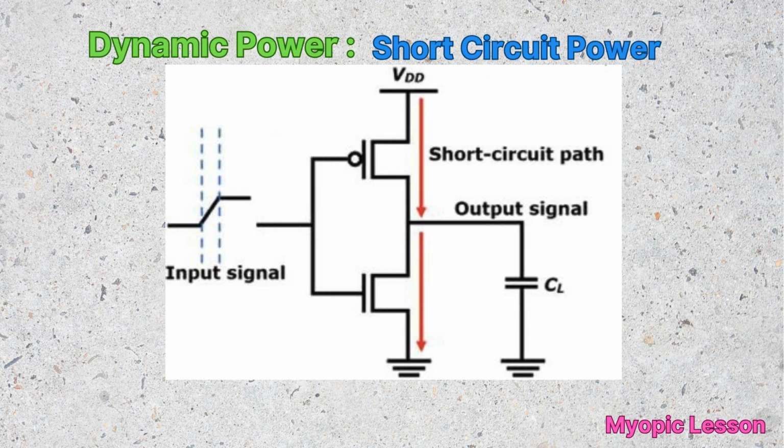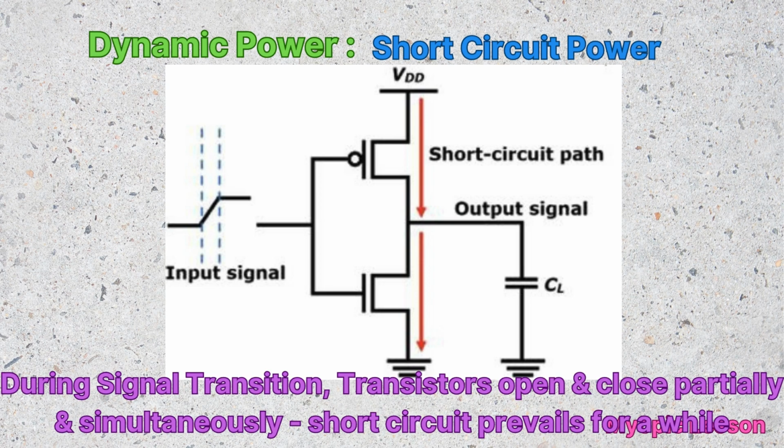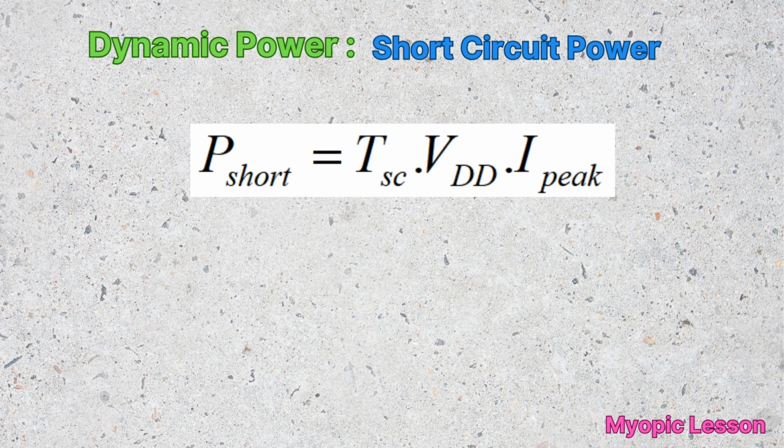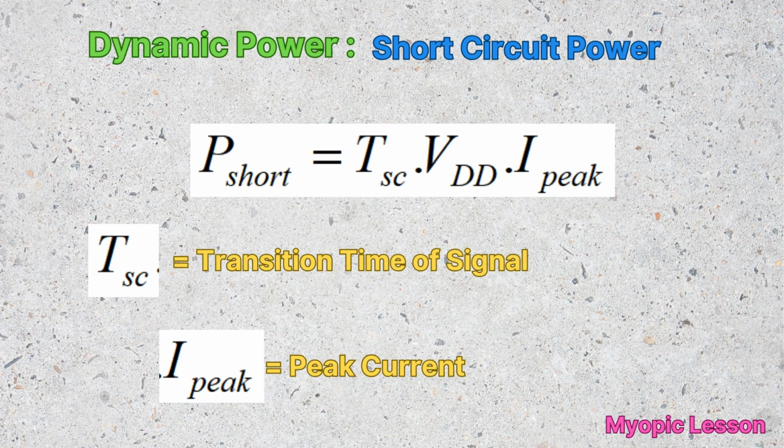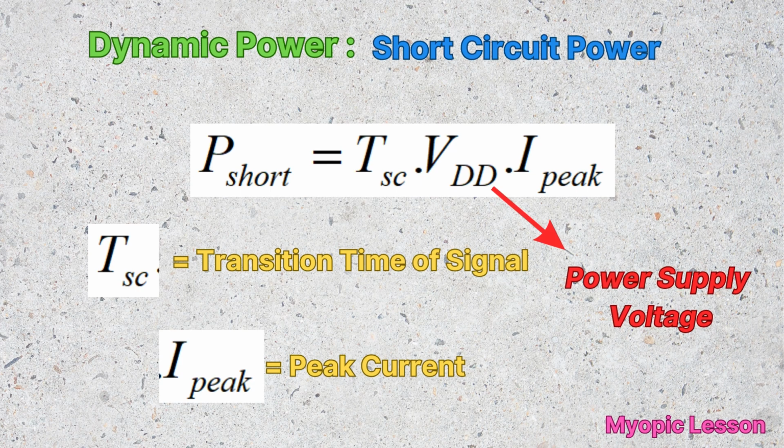The short circuit power loss takes place when there is a transition of input signal. One gate is going to be on, the other gate is going to be off, and there is an overlapping of their on state for some time, whatever small the time may be. Its magnitude depends on the transition time and the peak current of the circuit. But its dependence on power supply is again observed.